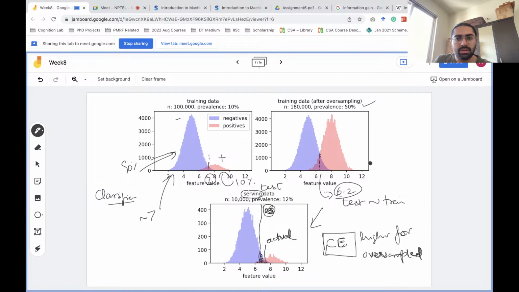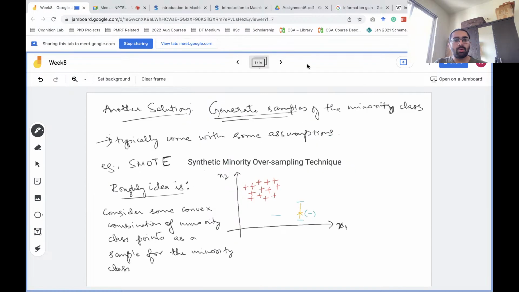So if you think about it, using this sort of approach may not always be right for your data set or your machine learning algorithm. Another thing that people try is to generate more samples of the minority class, for example, SMOTE, which is the synthetic minority oversampling technique.